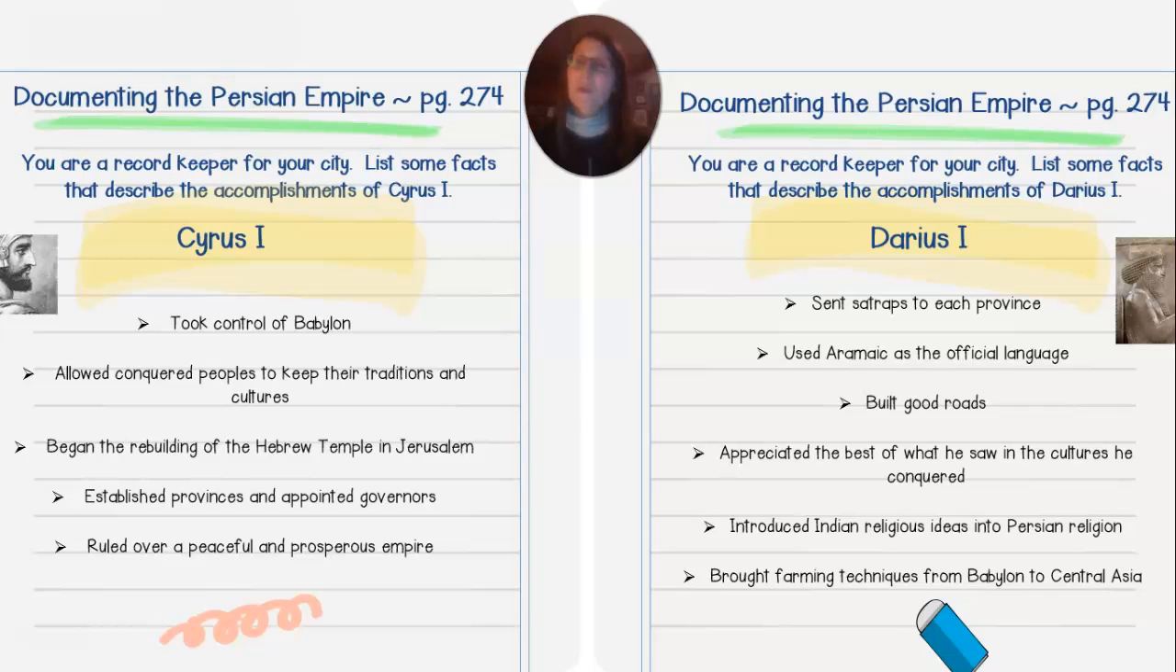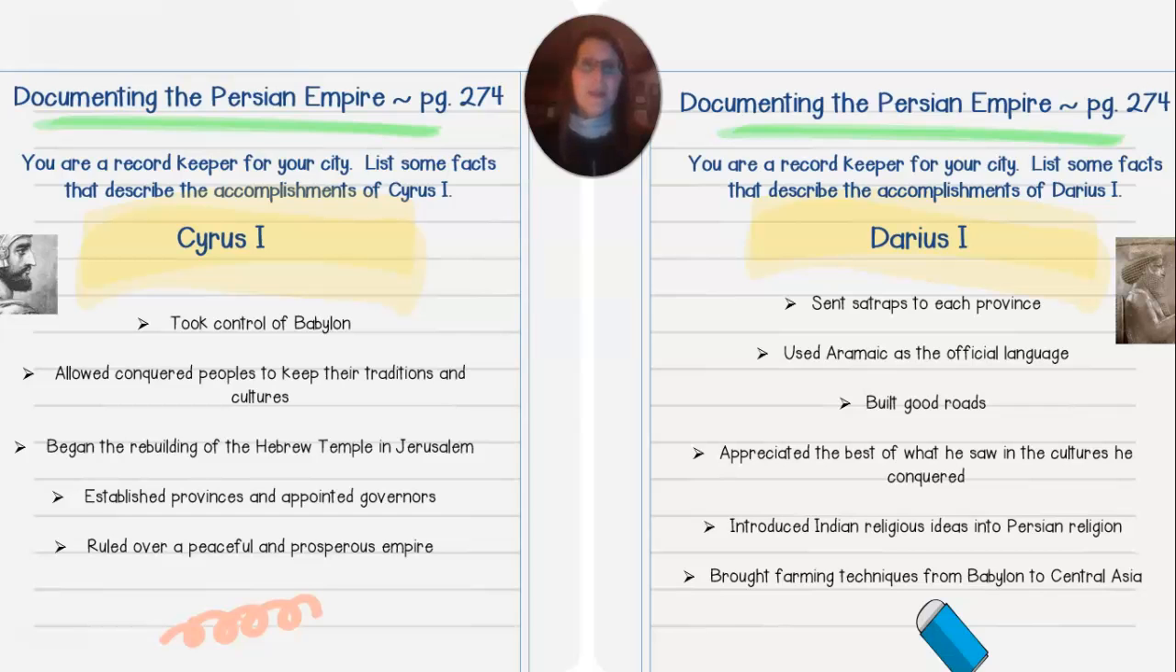And just one quick note, allowed conquered peoples to keep their traditions and cultures. That was huge. That was something new. Typically when rulers came in and took over, they said, okay, out with the old, in with the new. You can no longer believe what you believe. You can no longer have your own culture. You're going to do it this way. And Cyrus, as he was taking over these places, was tolerant of the fact that people could keep their own traditions. They could keep their own cultures.